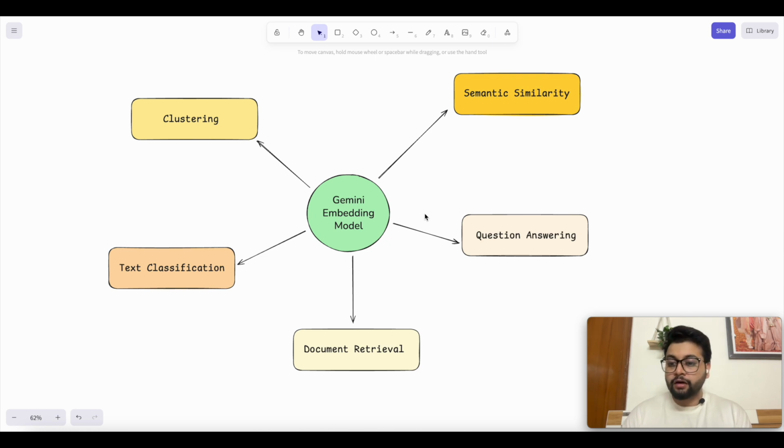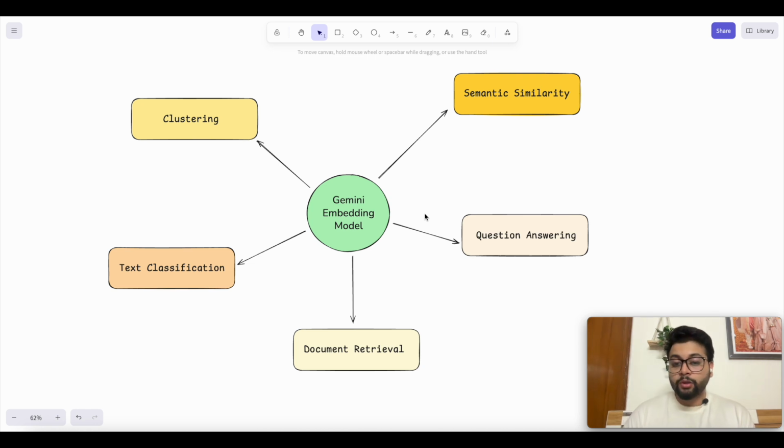So basically, given a word or multiple words, the Gemini embedding models can perform semantic similarity, meaning they can understand how different words, phrases, or sentences are similar, or whether the semantic meaning of these phrases or words is closer or not. You can perform question answering. Given a document, you can ask some questions, and the embedding model should provide the answer.